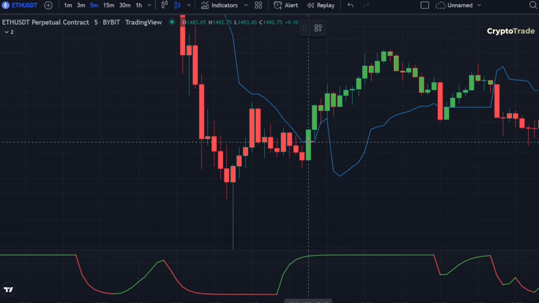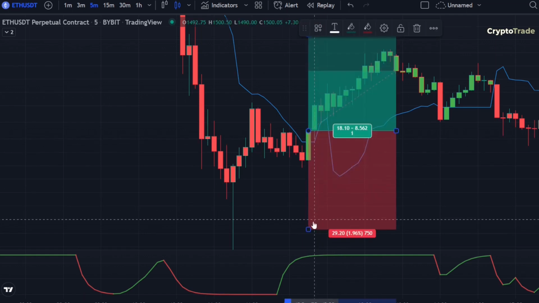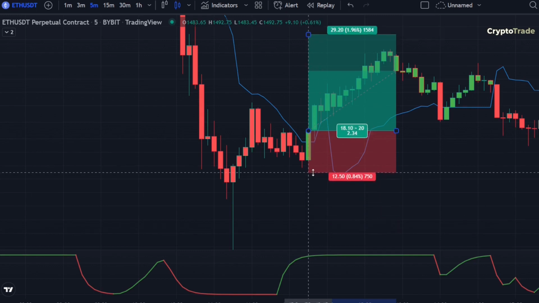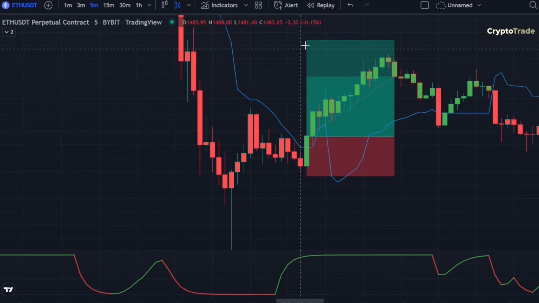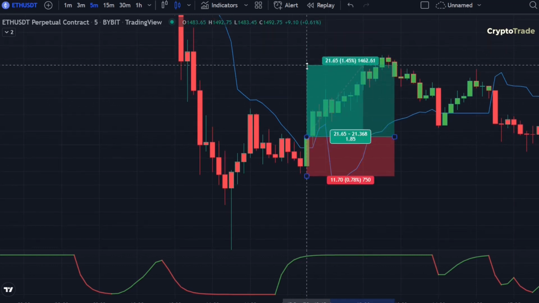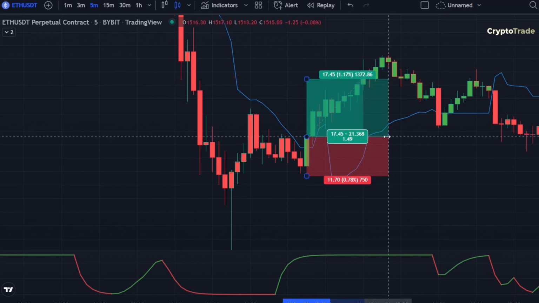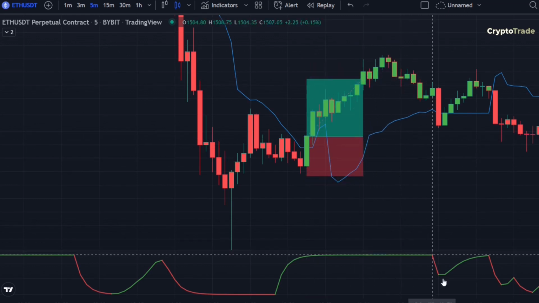As these conditions are met, place a buy order at the close of the green candle that has closed above the blue line. Place the stop loss below the nearest swing low. The risk-to-reward ratio will be set to 1 to 1.5. The market has reached the target and the trade has been successfully closed with profit.